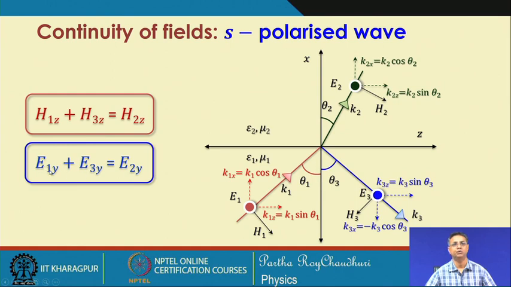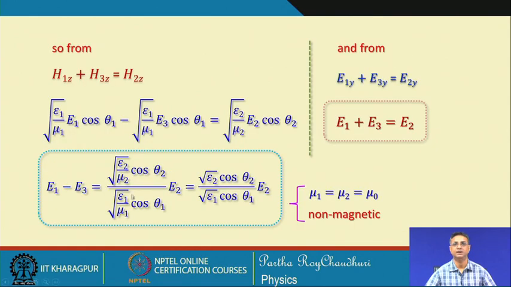So, electric field E1y plus E3y is equal to E2y; they are already continuous. But for the magnetic field we will have to take the Z component, that is, E1z plus E3z must be equal to E2z. So, we will use these two continuity conditions to derive the reflection and transmission amplitudes and the energy reflection and transmission coefficients.